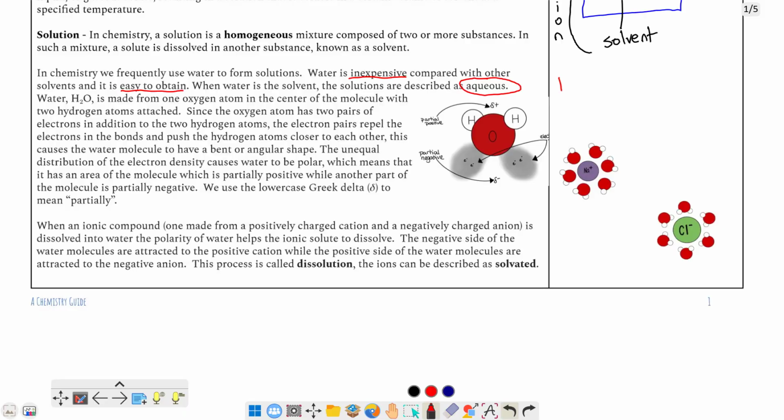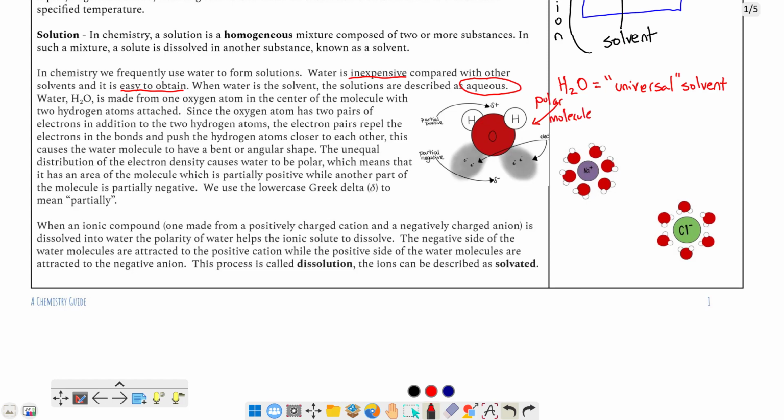Now, water is such a good solvent that a lot of times it's referred to as the "universal solvent." Universal is in quotes because it can't really dissolve every substance on Earth, but it does dissolve an awful lot of them. And that's because water is a polar molecule.